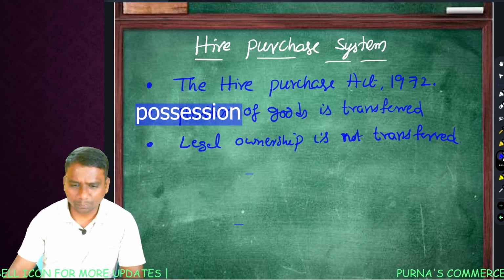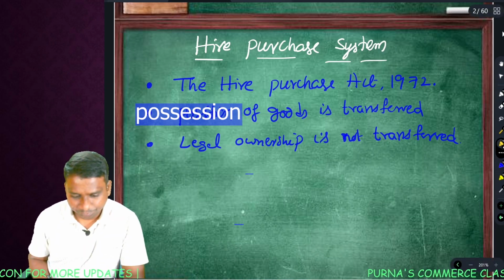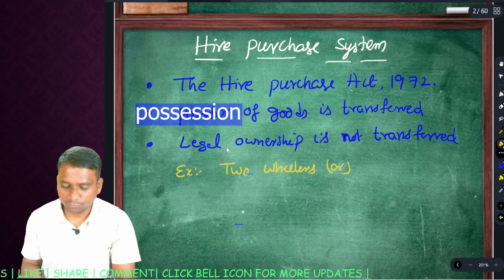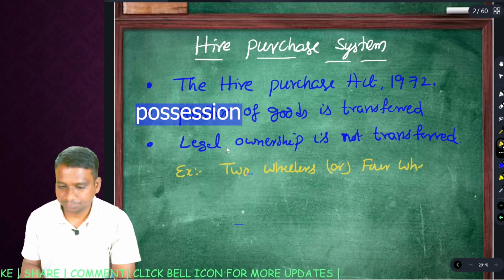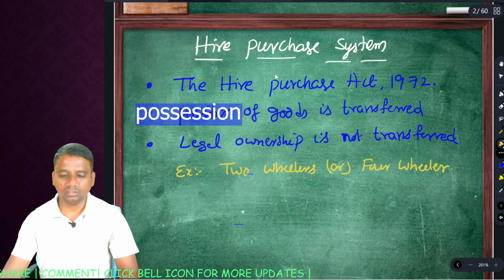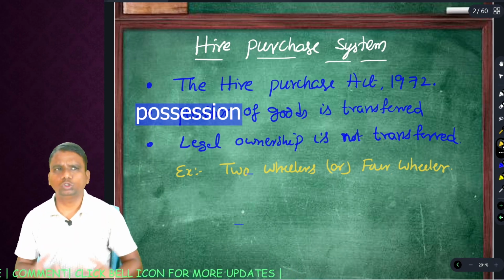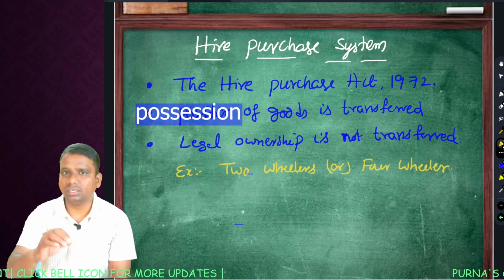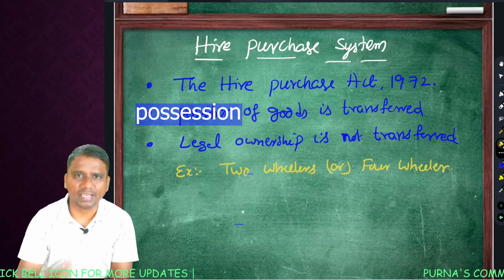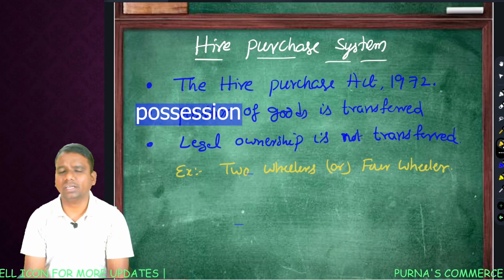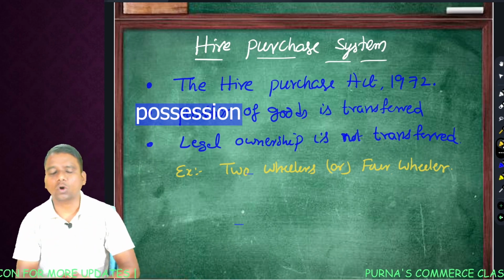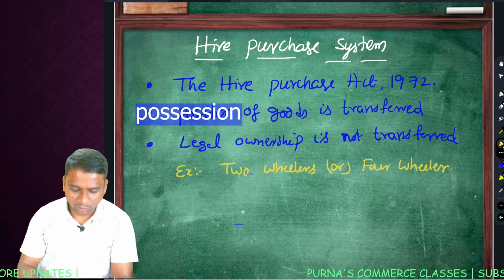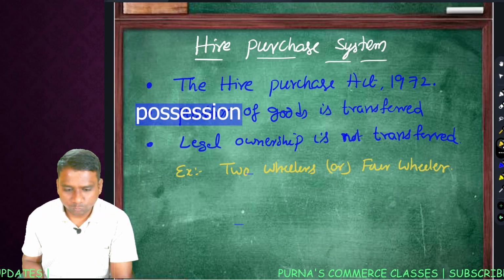I will give you the best example for this system. Look at two-wheeler or four-wheeler. Let us assume I have purchased a two-wheeler. I can buy this two-wheeler or four-wheeler by directly paying spot cash. Or else what I can do? I can buy the product through finance to pay the amount in installments. Right.